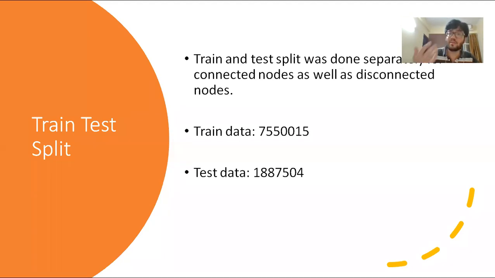Now, how do we split the data? Training and test split was done separately for connected as well as disconnected nodes. So it is kind of splitting on the basis of the label, which makes sense, because we don't want a skewed distribution in either the training or test set. As a result, we got training data of around 75 lakh rows and test data of around 18 lakh rows.